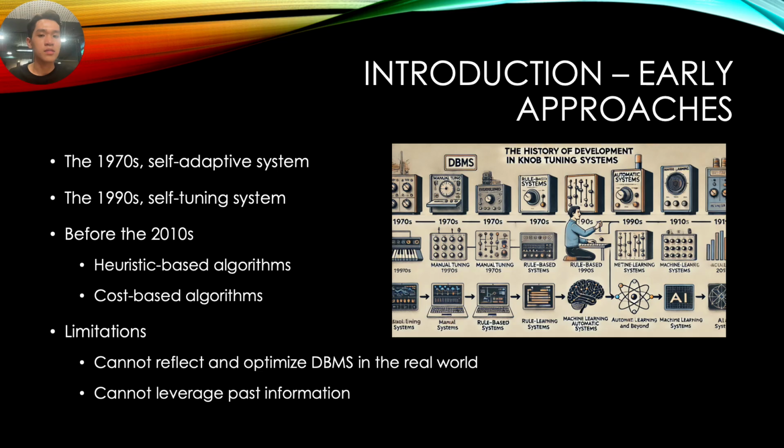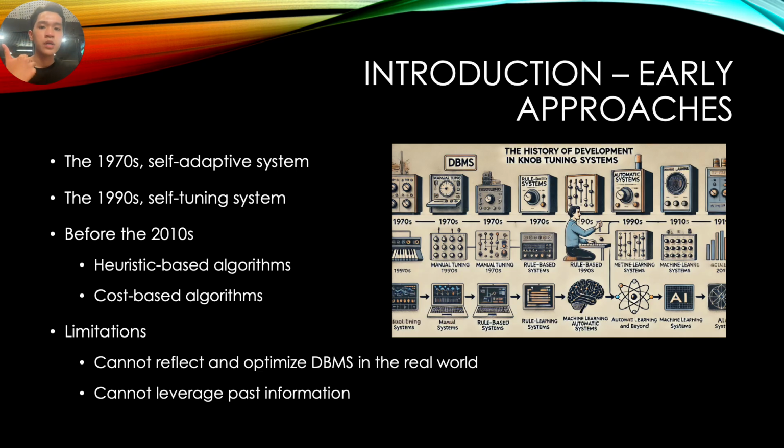And before the 2010s, there were two core methodologies. The first one is heuristic algorithms, which simulate a database environment and then provide the developers or users with questions to determine which knobs to be tuned. Another methodology is cost-based algorithms. They are collections of search techniques and algorithms like greedy search, branch and bound, and genetic algorithms. But they do have some limitations.